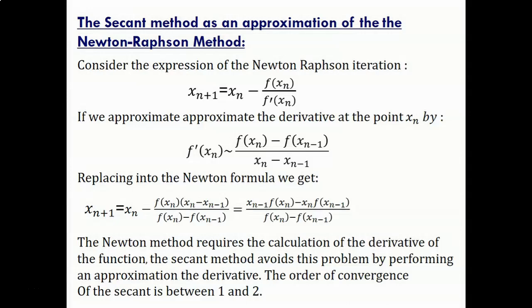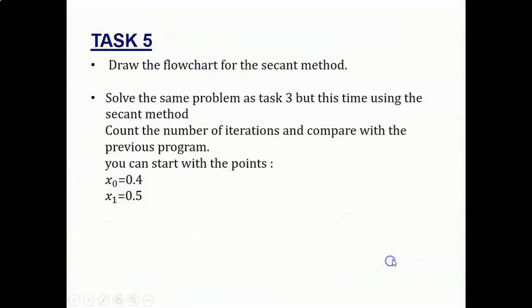The convergence rate is approximately quadratic, but not exactly quadratic. The order of convergence is between 1 and 2, around 1.6. It's not exactly a quadratic convergence.